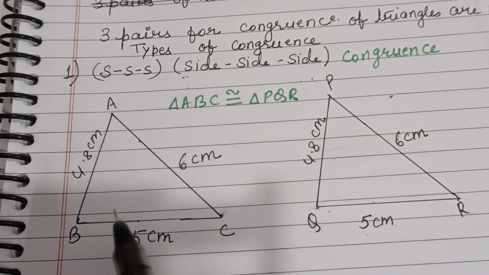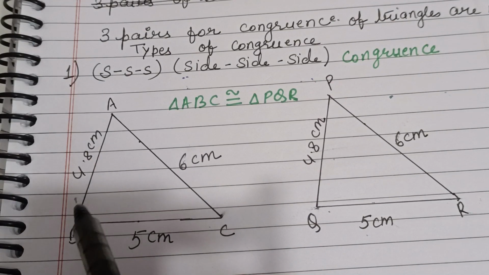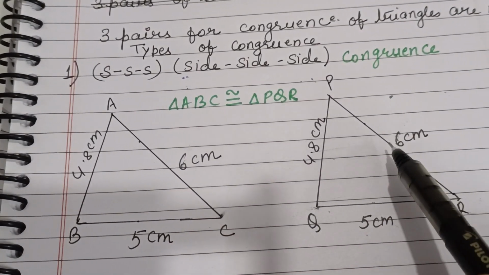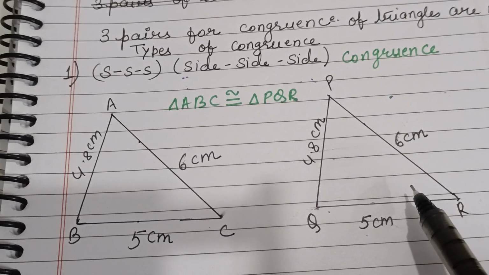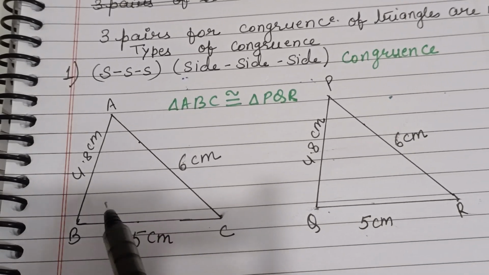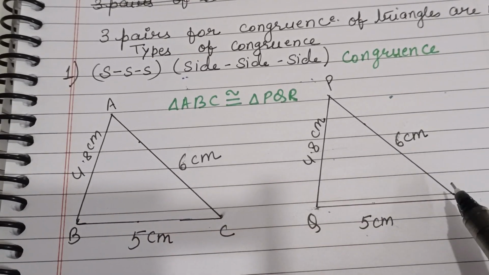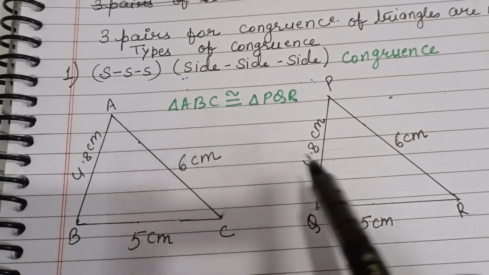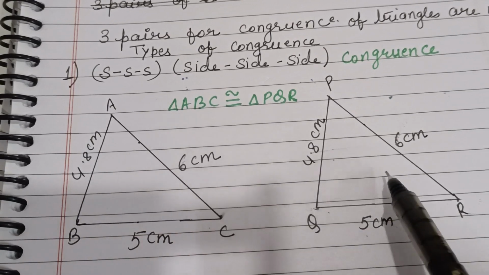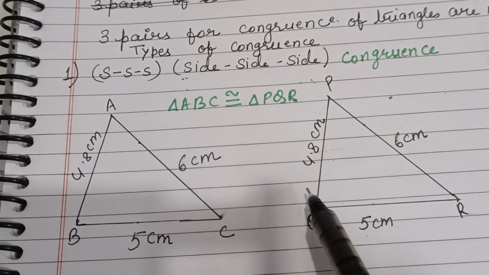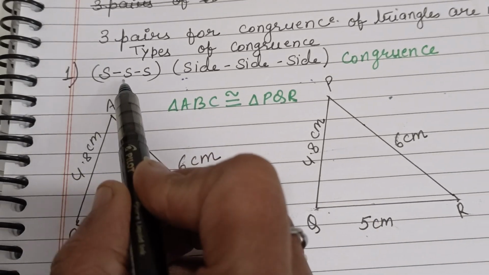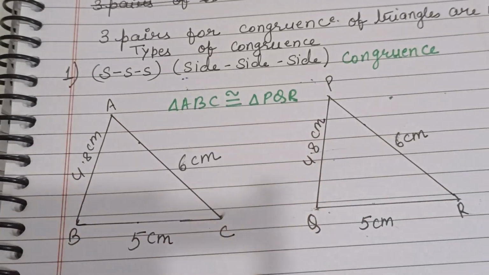Okay, so if the three corresponding sides of one triangle are equal to three corresponding sides of another triangle, then we can say that these two triangles are congruent to each other. So for proving the congruence between these two triangles, as we have taken the three sides, the congruence will be proved on the basis of side side side congruence.